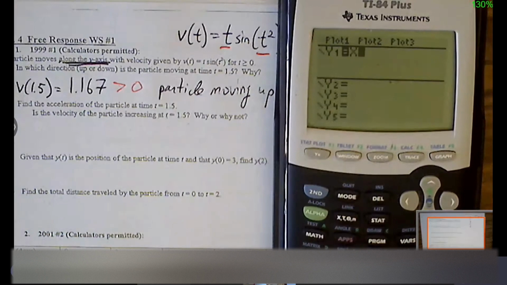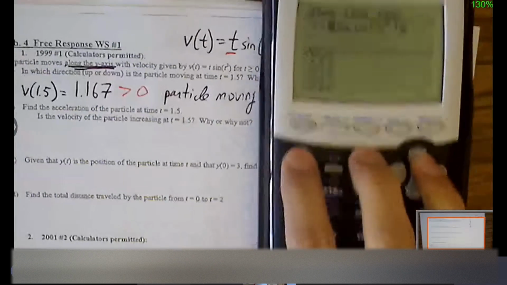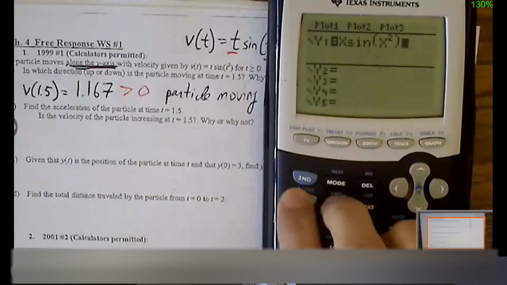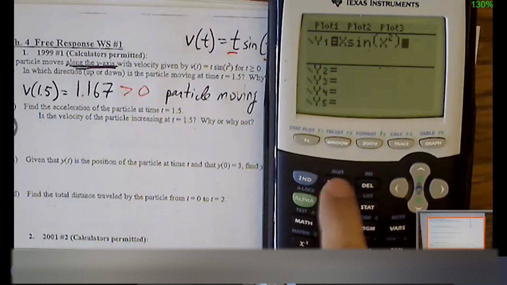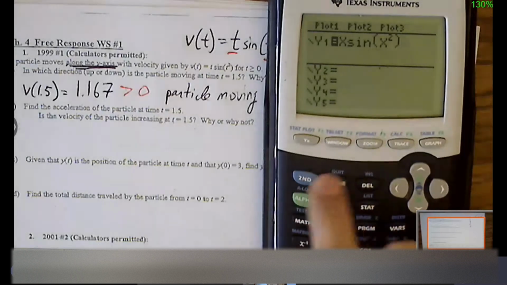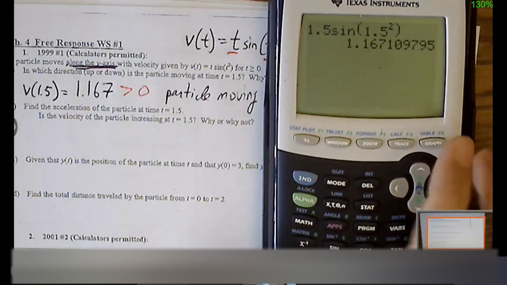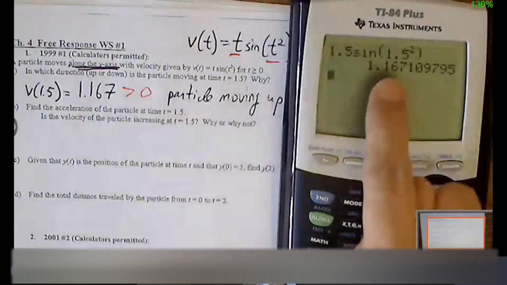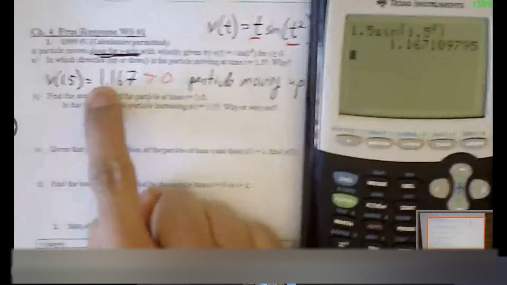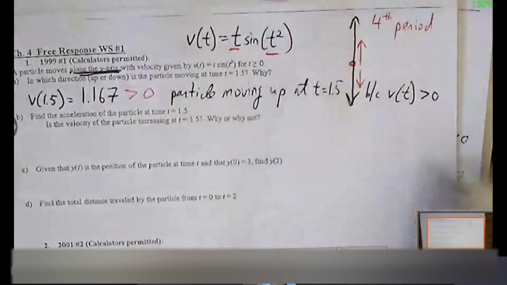So x sine x squared. Okay. From here, I'm going to go back to my home screen. So to go back to the home screen, go to second mode. That's going to exit out of this window here. And now I'm going to take that 1.5. I'm going to plug it into my velocity function. So I'm going to call that function.